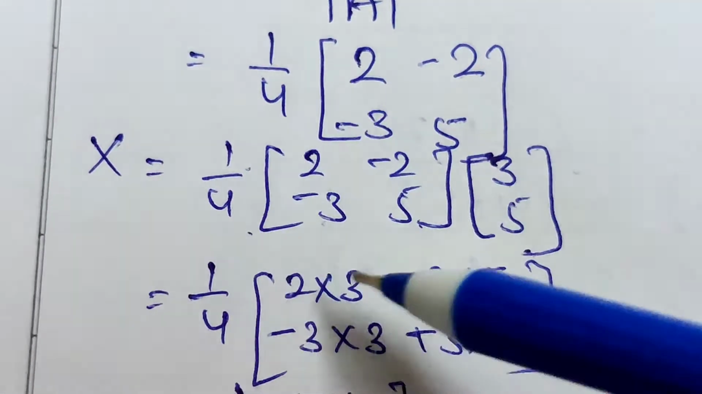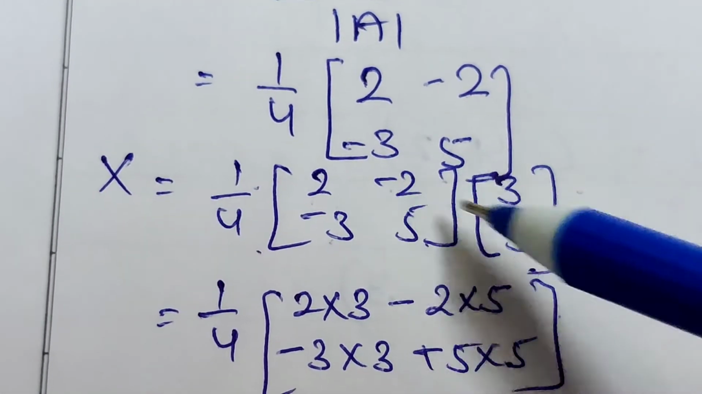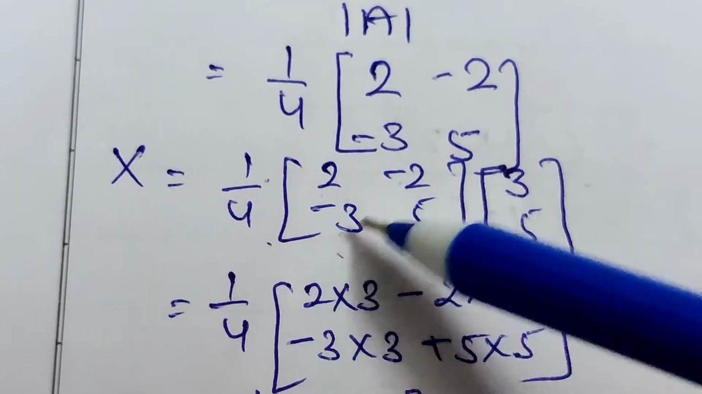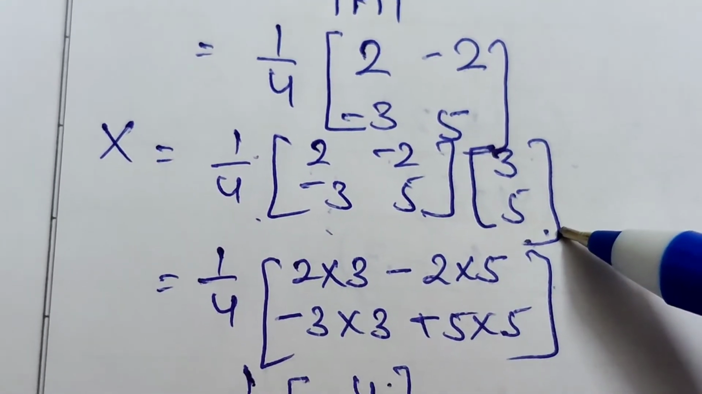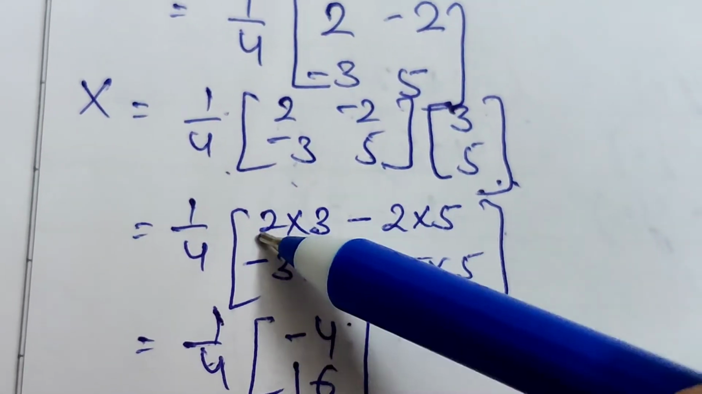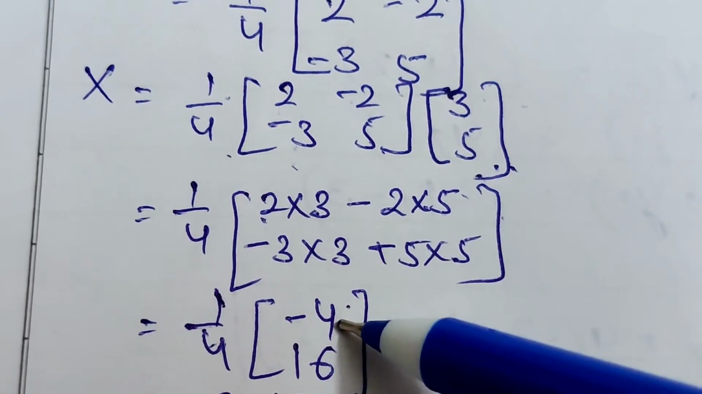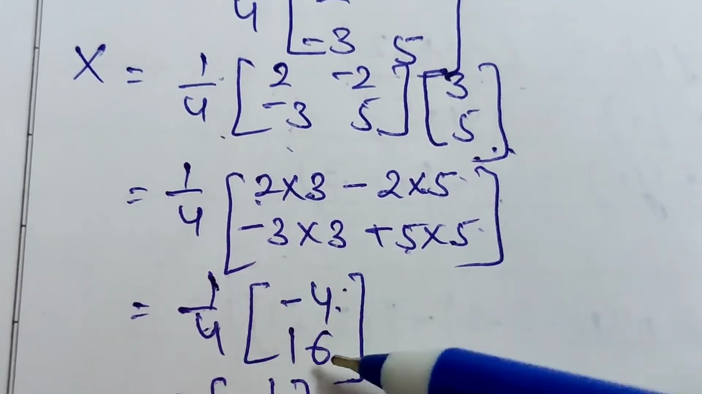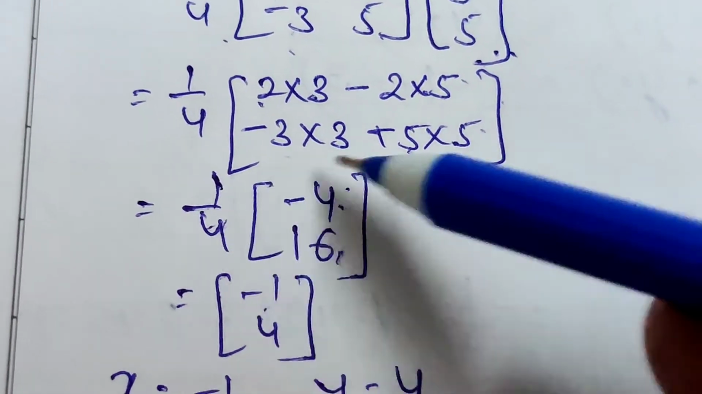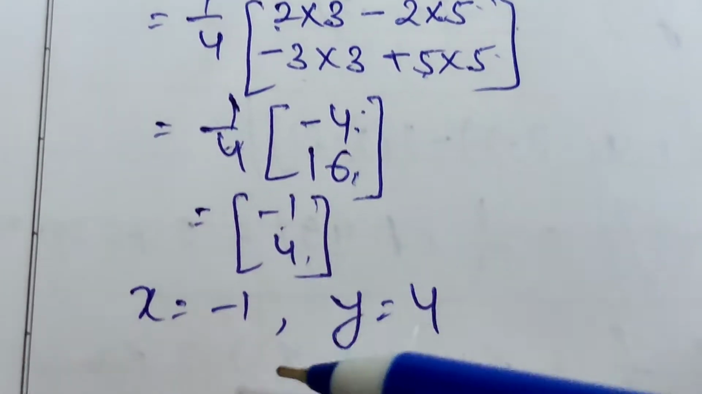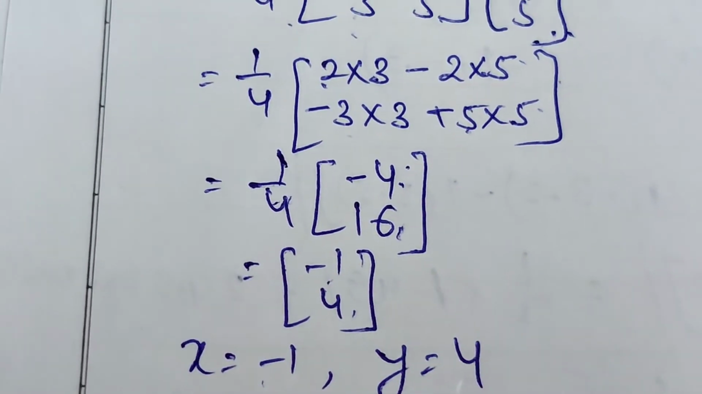Now simplify 1 by 4: 2 into 3 minus 2 into 5, and minus 3 into 3 plus 5 into 5. It is 6 minus 10, which is minus 4, and 25 minus 9 is 16. Divided by 4, minus 1 and 4. X equal to minus 1 and y equal to 4.